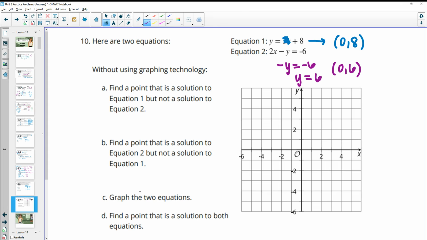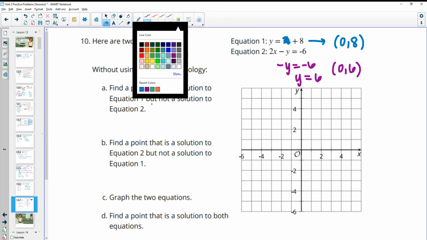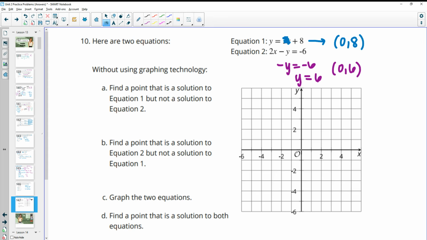Now it wants us to graph the 2 equations. So I'm going to go back to equation 1. I'm going to plot the point. Well, I can't plot the point (0, 8) because it's off the graph. So let's plug in another number to equation 1. It's just going to keep getting higher over here. Like if I plug in 1, it's going to be 11. So that's going to be off the graph.